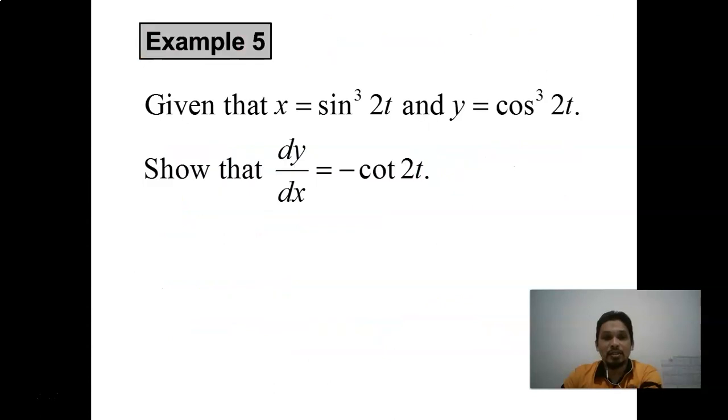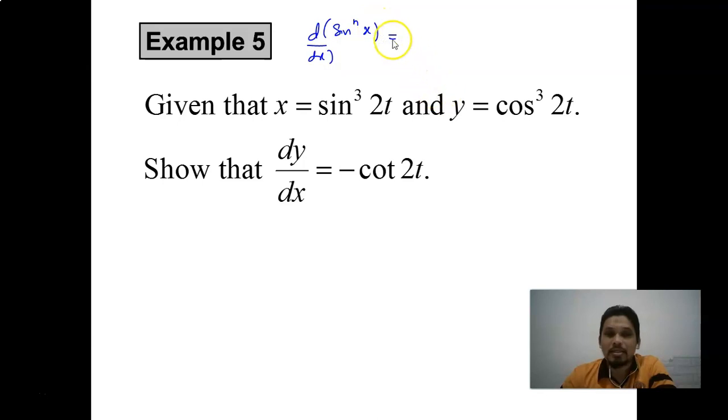Next question. Given that x equals sine cubed 2 theta and y equals cos cubed 2 theta, show that dy/dx equals negative cotangent 2 theta. Okay, so class, the derivative of, for example, sine to the power n of x with respect to x.